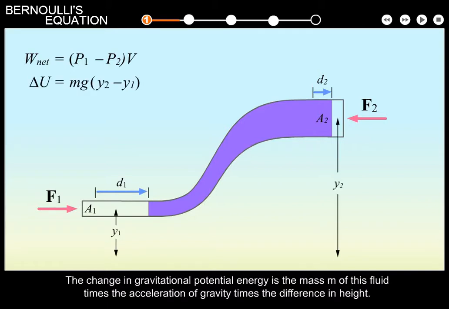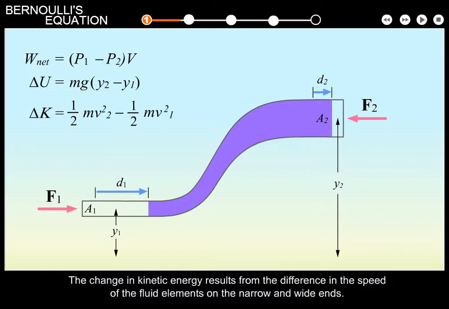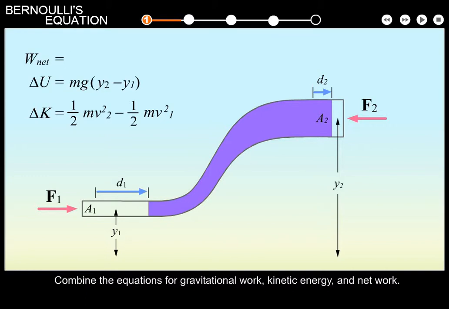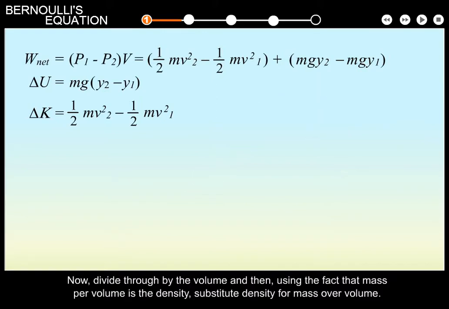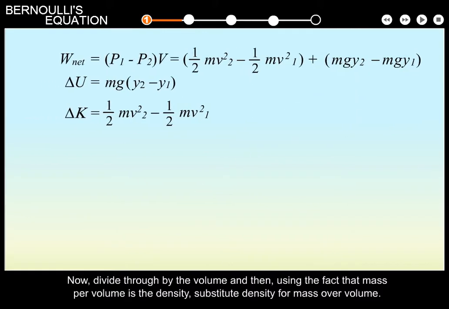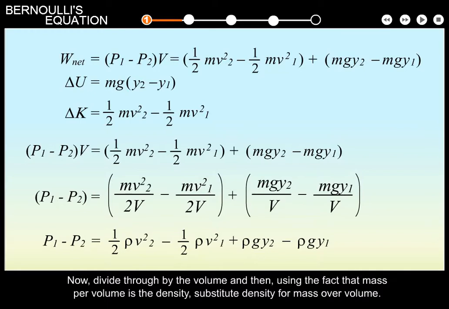The change in gravitational potential energy is the mass m of this fluid times the acceleration of gravity times the difference in height. The change in kinetic energy results from the difference in the speed of the fluid elements on the narrow and wide ends. Combine the equations for gravitational work, kinetic work, and net work. Now, divide through by the volume and then, using the fact that mass per volume is the density, substitute density for mass over volume.